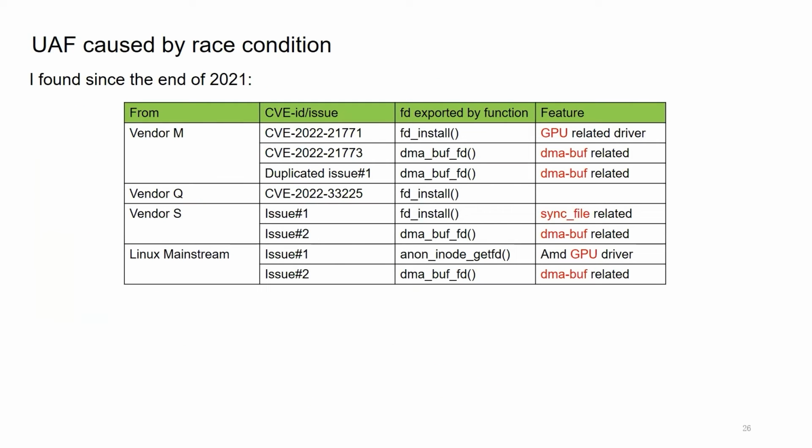So I spent more time searching for the bug pattern in many kernels. And finally, I found quite a few issues of the bug pattern. It turns out the bug pattern exists in both vendors' kernels and Linux mainline. There are a few interesting facts we can see from these vulnerabilities.